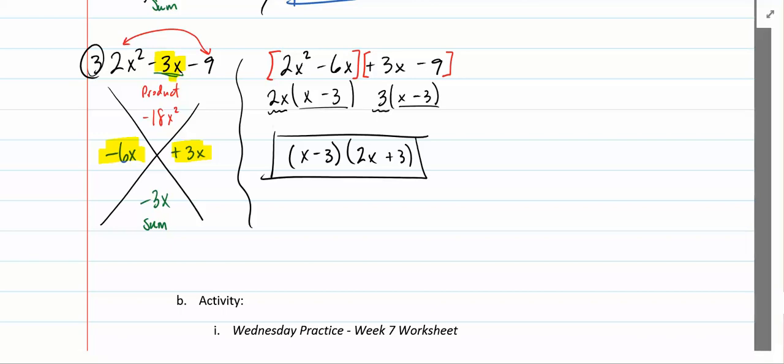Tomorrow in class, I'll have a practice worksheet for us to work on these, and then for Thursday, we'll start our big review to prepare for Friday's quiz.